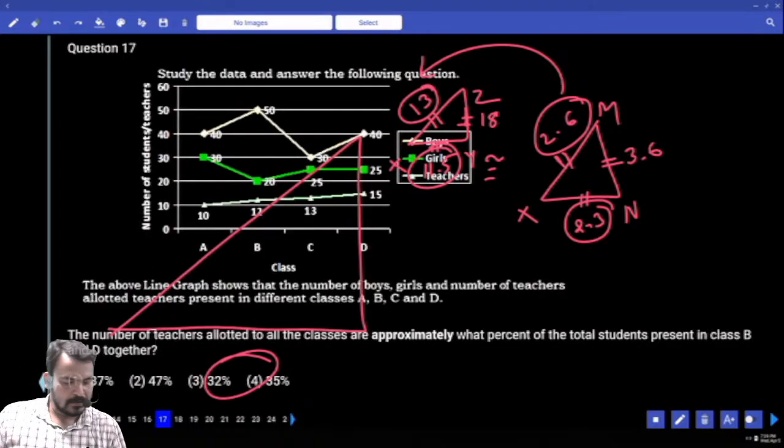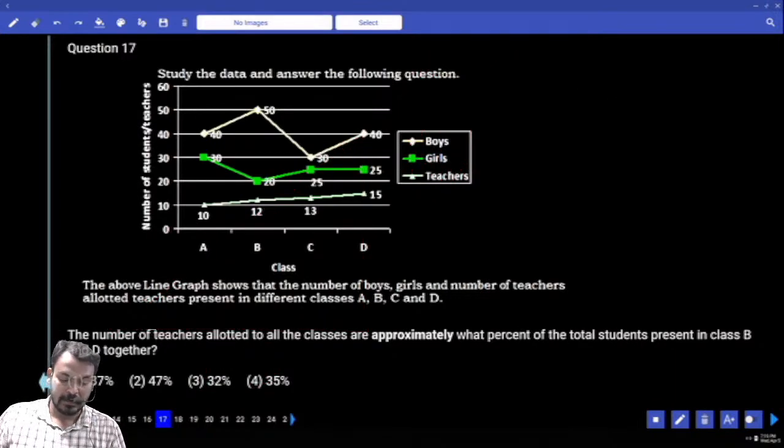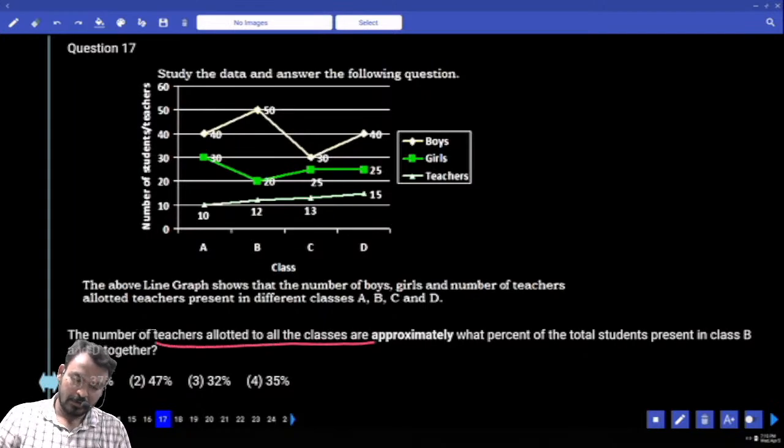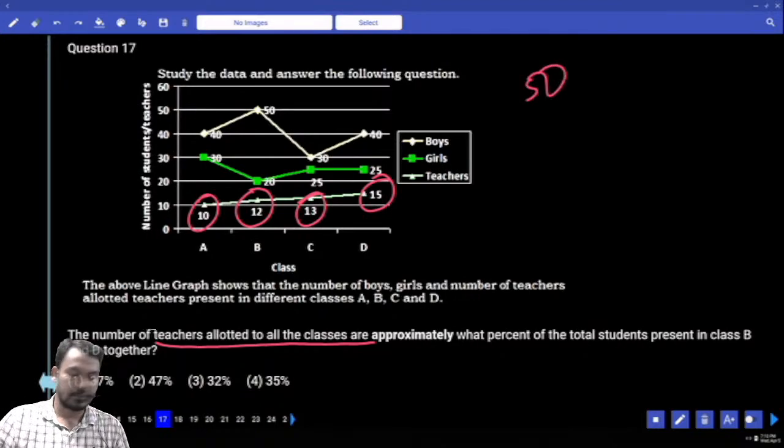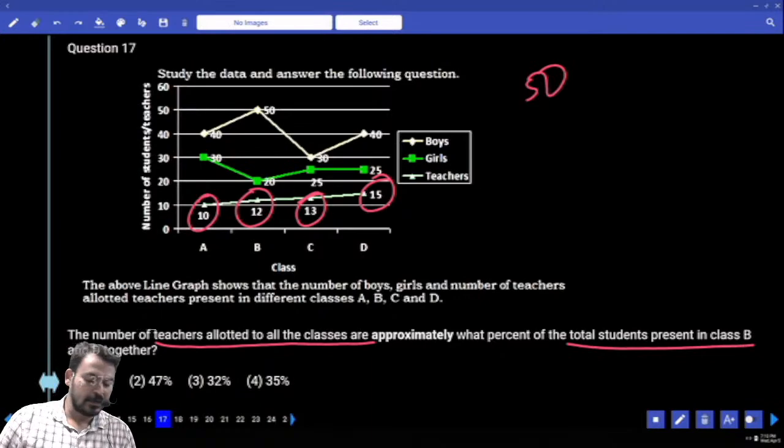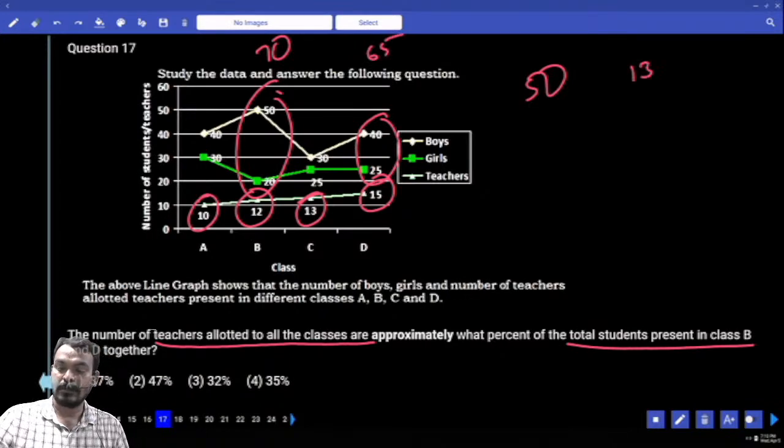Next question number 17. The number of teachers allotted to all the classes are approximately what percentage of the total students present in class B and D together? Teachers allotted to all the classes: 10 plus 12 is 22, plus 13 is 35, plus 15 is 50, or not? Total how many teachers? 50. What percent of total students present in class B and D together? What are the B total students? B total students 70, D total students 65. 70 plus 65 is 135. We required what percent, or not?